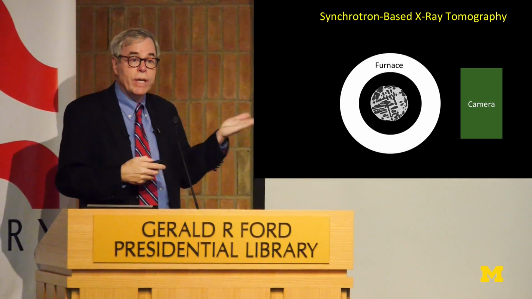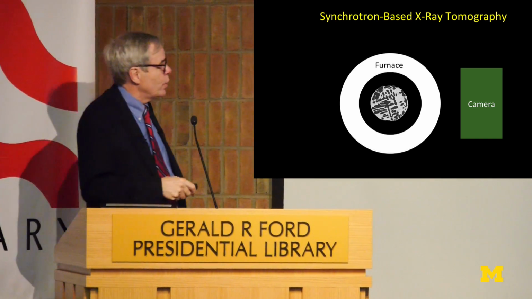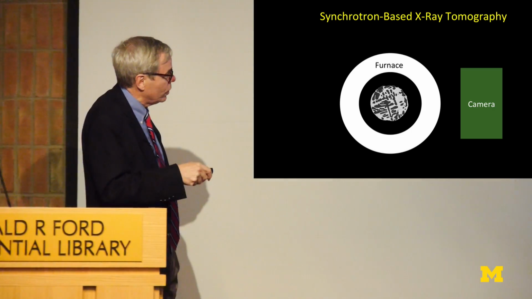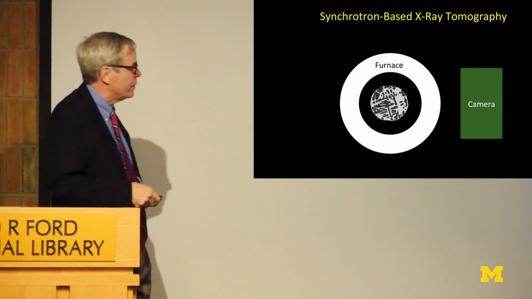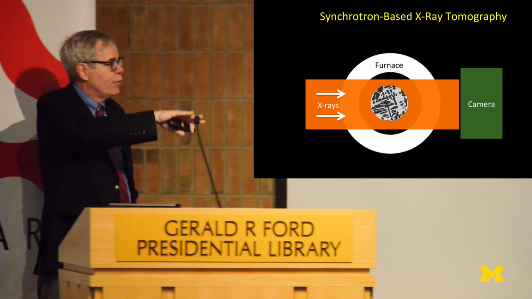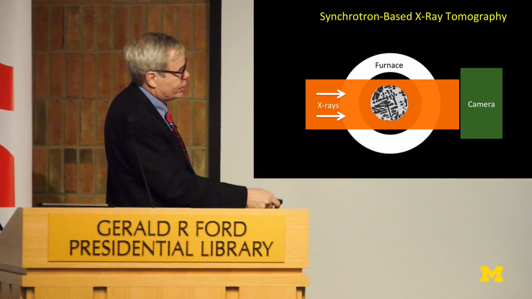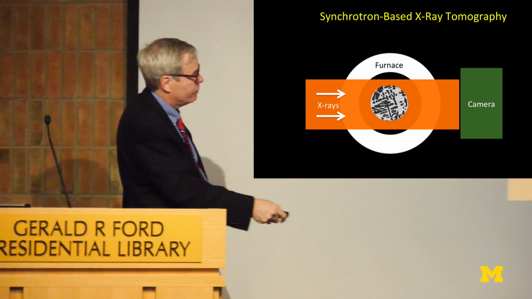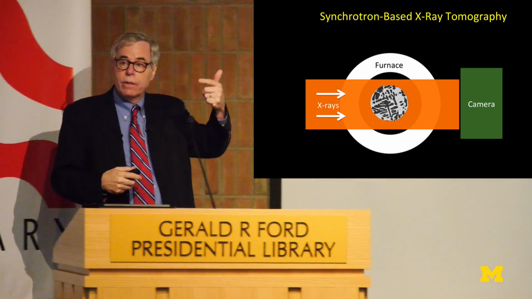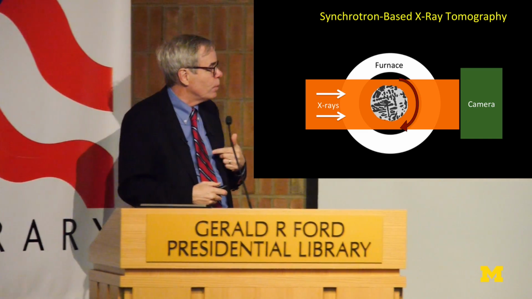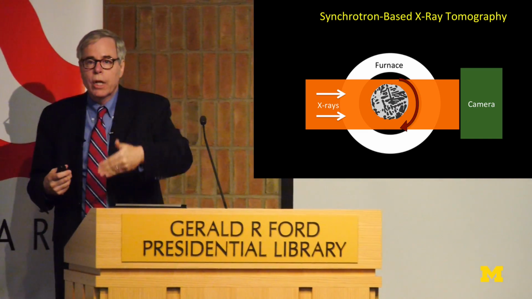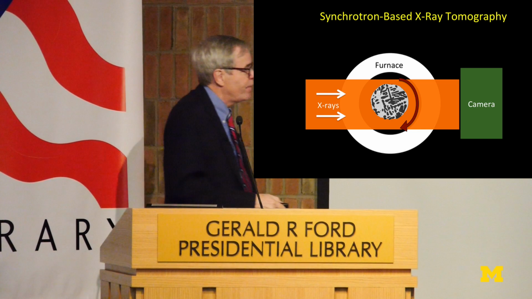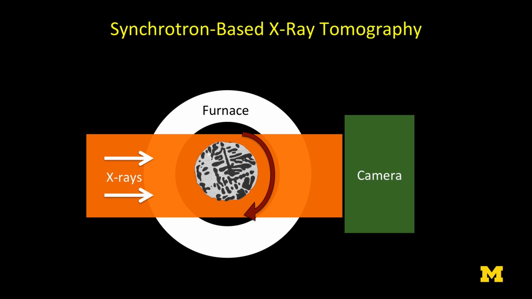What you do instead is you rotate the sample. Okay? And so you have a furnace. This is our little aluminum copper sample, about 1 millimeter in diameter. The X-rays shine through, and you take a 2D projection of this image on the camera. And then instead of rotating the X-rays, you rotate the sample. And what you do is you collect these 2D projections at various times and then reconstruct the 3-dimensional image.